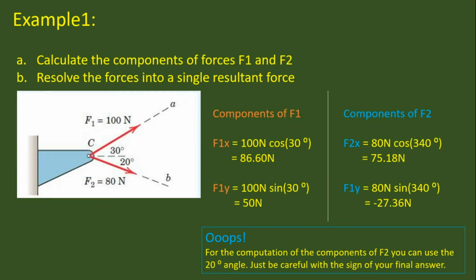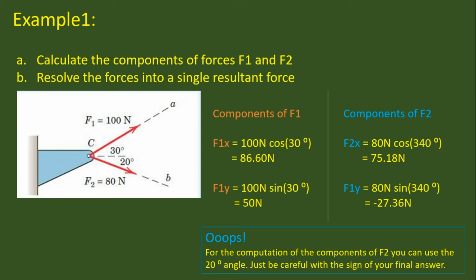So first, we get the component ng magkakaibang force. So yung F1 muna, we get that 100 Newton cosine 30 degrees, that is 86.60 Newton. So yung y component niya is 100 Newton sine 30 degrees, which is 50 Newton. Now we get F2. So we have 80 Newton cosine 340 degrees, 75.18. Then we have 80 Newton sine 340 degrees, negative 27.36.